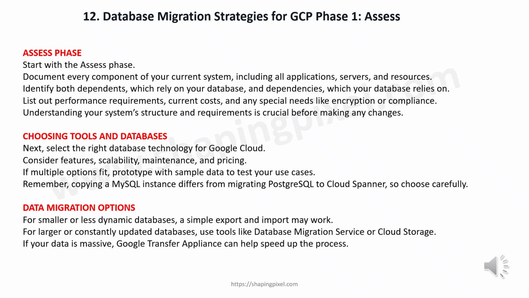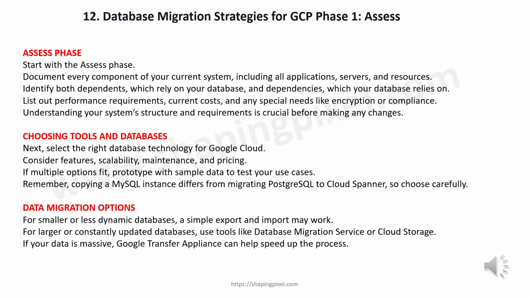Next, select the right database technology for Google Cloud. Consider features, scalability, maintenance, and pricing. If multiple options fit, prototype with sample data to test your use cases. Remember, copying a MySQL instance differs from migrating Postgres to Cloud Spanner, so choose carefully.